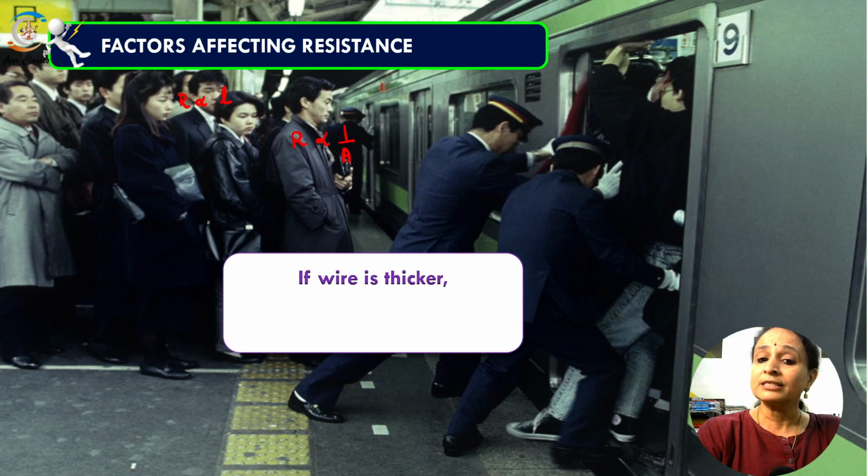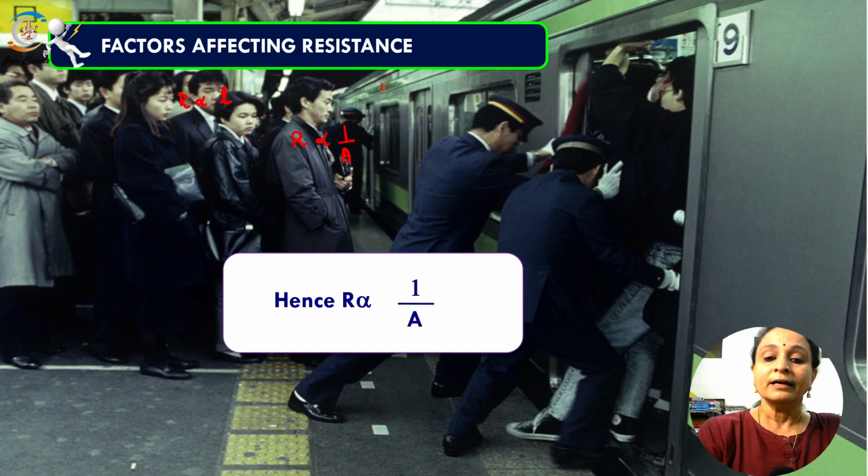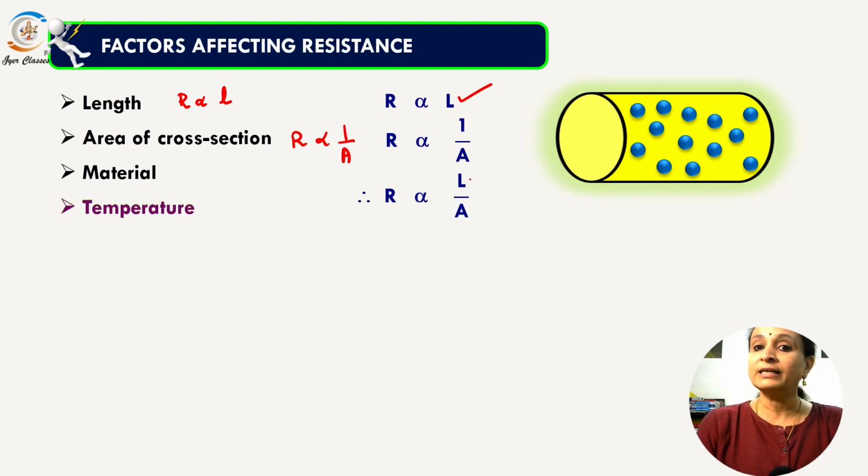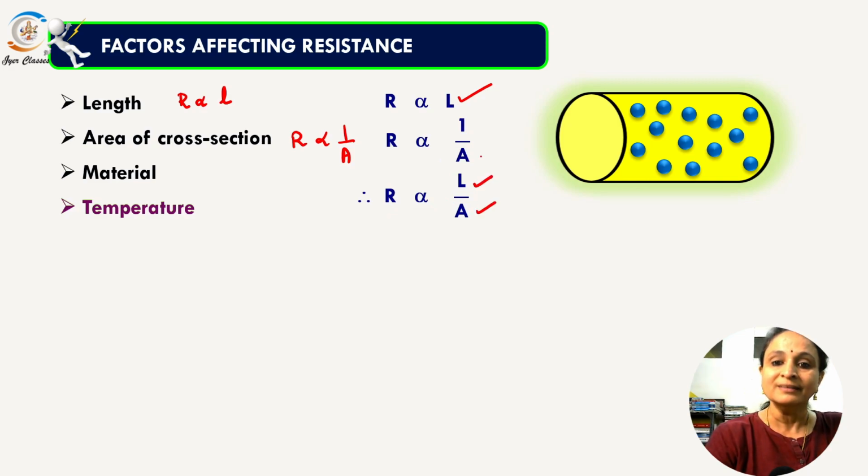So if the wire is thicker, what happens? More electrons can flow and the resistance is less. So the resistance is inversely proportionate to the area. So thicker wire will have lesser resistance. So if the cross section is the same, it will depend upon the length. And if you only consider the area of cross section, keeping the length constant, it is inversely proportionate to area. Combining these two, the resistance is directly proportional to length and inversely proportional to the area.